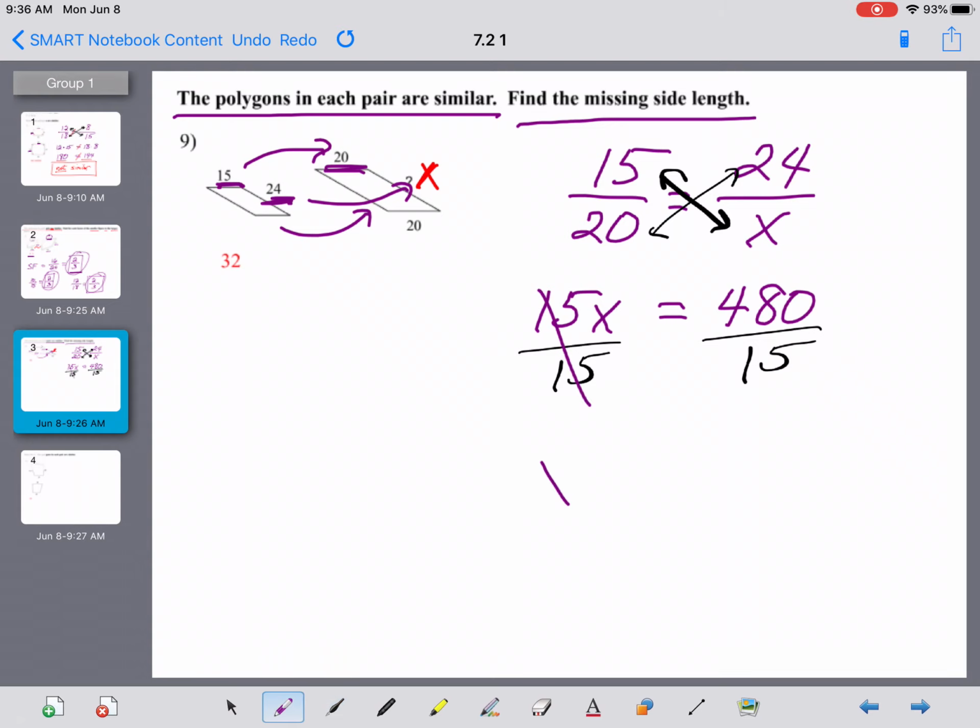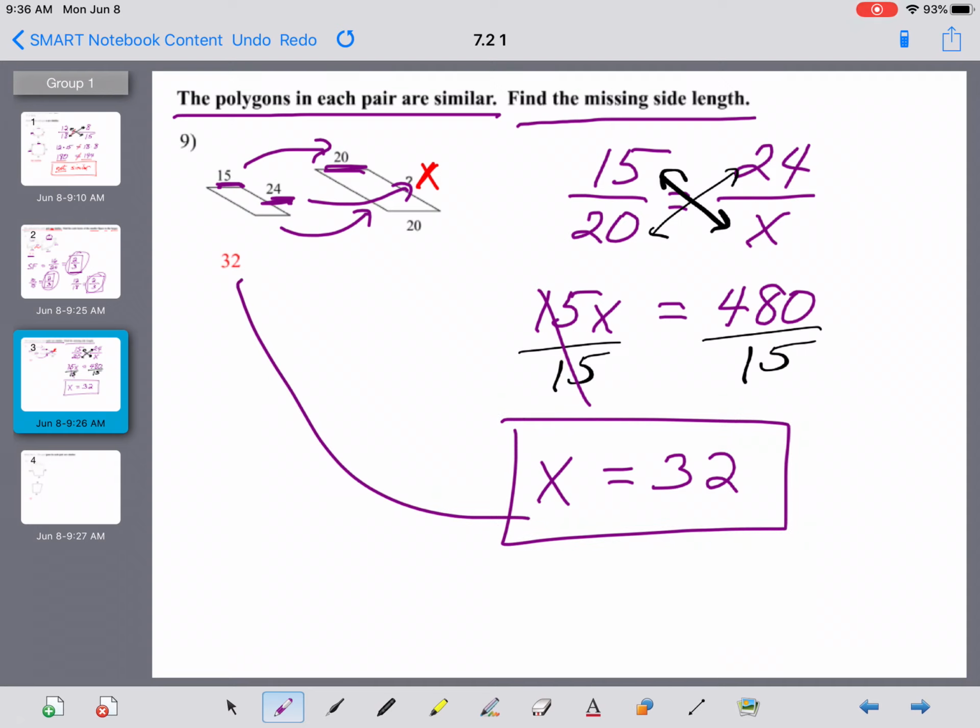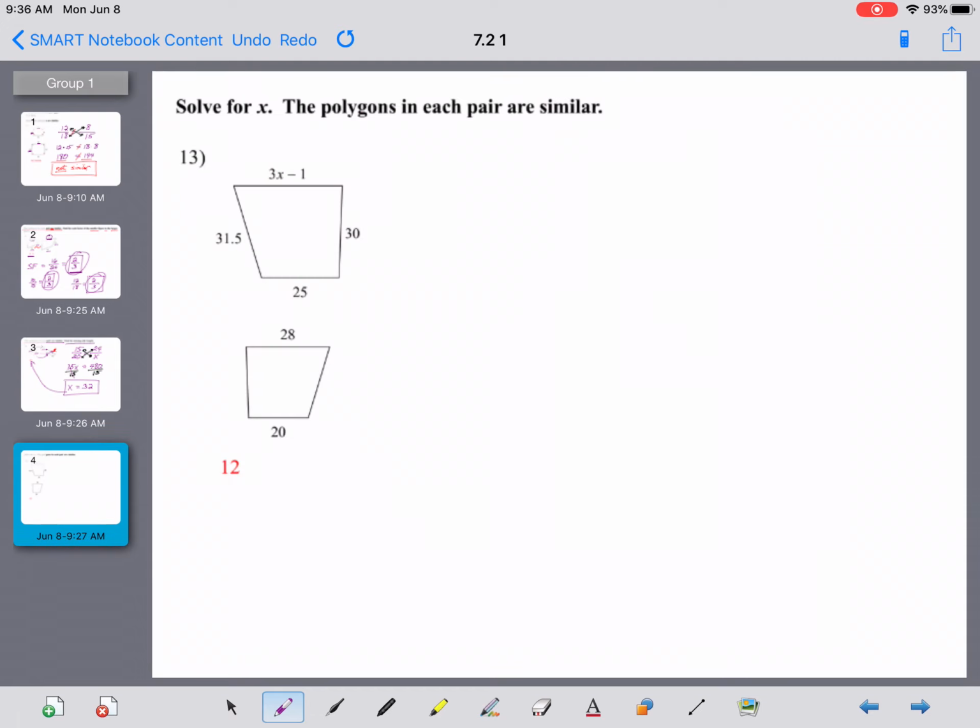15's cancel there, and we're going to end up with x is equal to, and I believe that's going to get us 32 for our answer there if we type that into our calculator. And sure enough, that is the answer that we were looking for. X is equal to 32. So there's our missing side length in number 9. 10, 11, and 12 should work the same way.